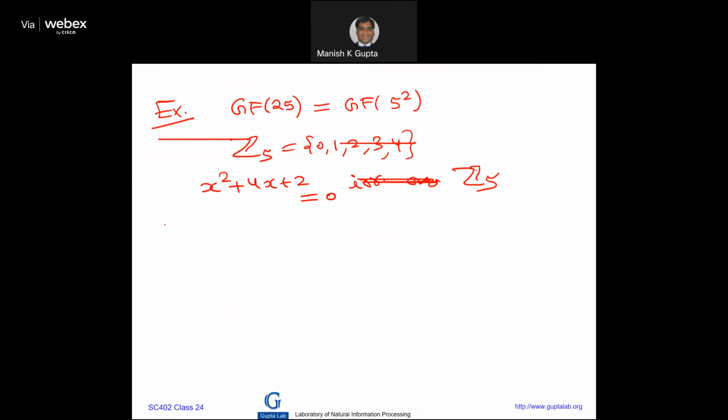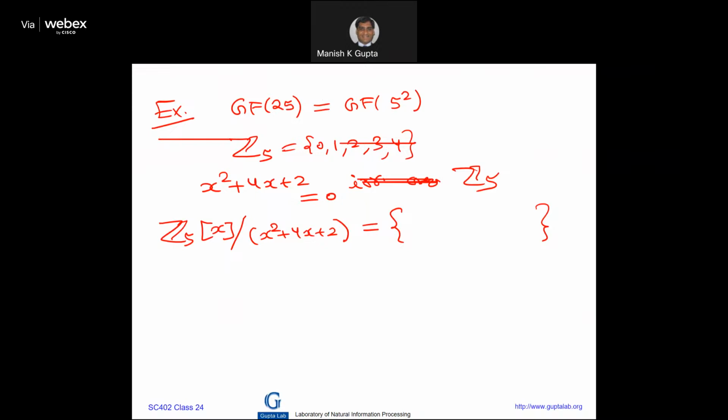Okay. Then we construct the field Z5[x] modulo x square plus 4x plus 2. How do we construct this field? Do you have an idea? Or have you totally forgotten? We call alpha a root of this equation, right? And attach all those calculations, if you remember.